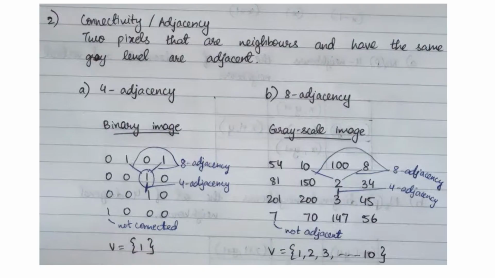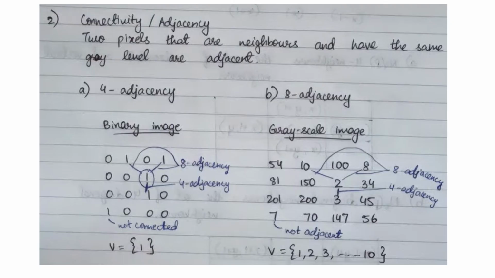Let us understand what we mean by connectivity or adjacency. Two pixels that are neighbors and have the same gray level are called adjacent pixels. So here is a 4 adjacency and 8 adjacency representation. Let us understand, for a given binary image, the 4 adjacency relation between the pixels. For example, I am given a set V equals 1. So I need to find its adjacency or connectivity with other pixels that have the value 1 only.